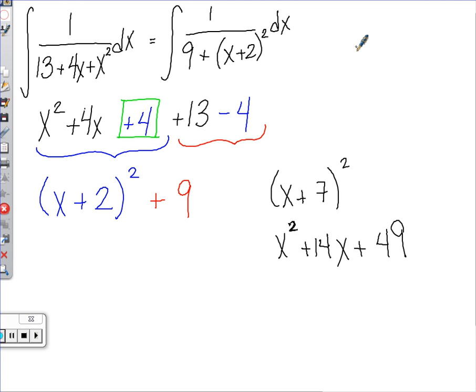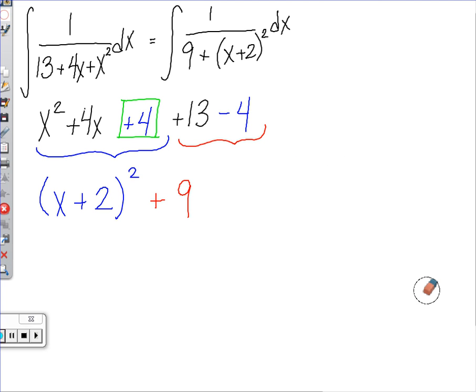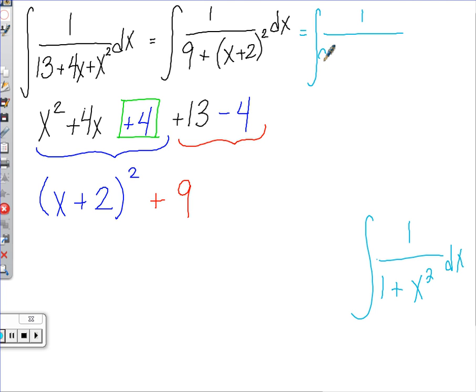Right? Didn't apply to our problem. Remember our goal. Our goal is to get it to what does this look like? Yeah. Arctangent, which is 1 over 1 plus x squared dx. We need to get rid of the 9. We know how to get rid of 9. 1 over 9, and then 1 plus x plus 2 squared over 9.